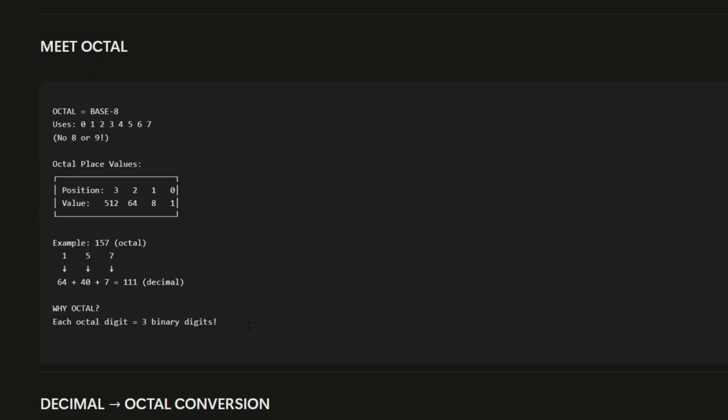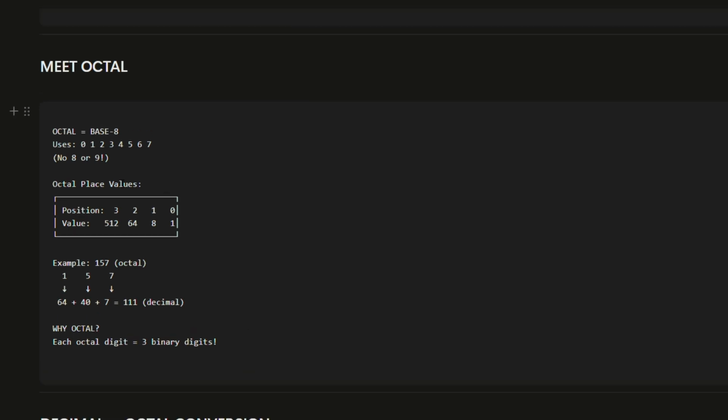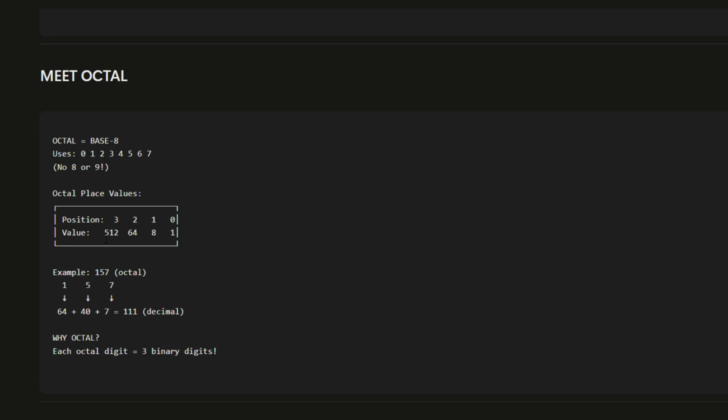So now let's get introduced to the octal system, which is a base 8 number system where it uses 0, 1, 2, 3, 4, 5, 6, 7 only. It does not use 8 or 9 because it requires only 8 digits, hence the name base 8. So it works really simple.